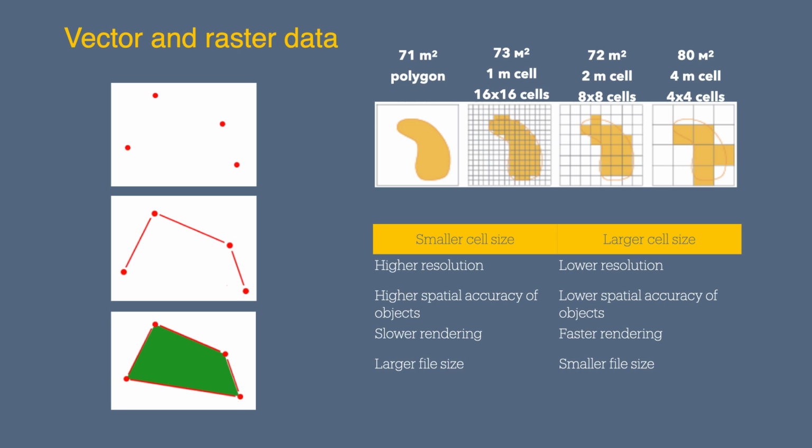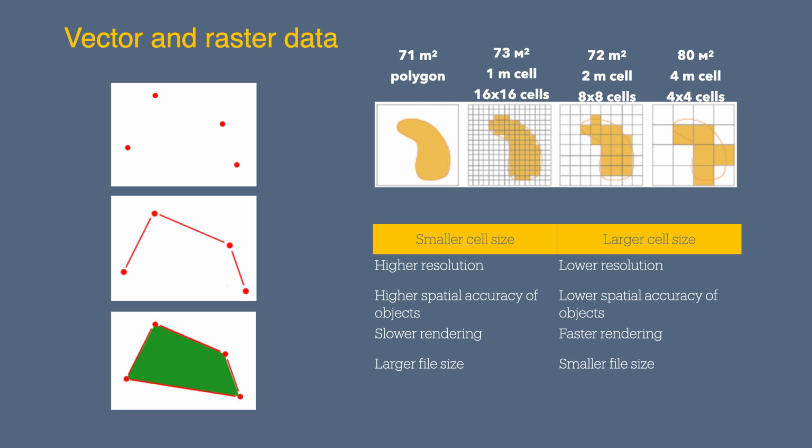Vector data also has attribute information. This means you can link extra details to each geometric shape, like a name, type, or area. This makes vector data very useful for analysis because it helps us not only see objects on a map but also study their characteristics. Now let's talk about raster data.